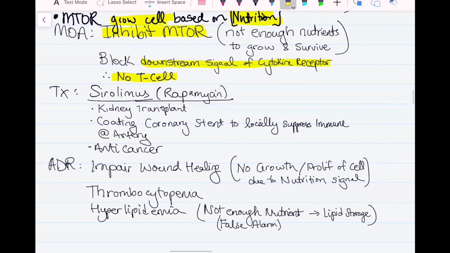So the drugs here are usually for kidney transplant, coating of the stent to suppress the local area in the artery where you're putting the stent, or anti-cancer use. Some drug reactions that we have here is that we have improper wound healing. Basically, you do not get any growth or proliferation of cells because of the nutrition, thrombocytopenia, hyperlipidemia. So basically, you have impaired wound healing and so on and so forth.